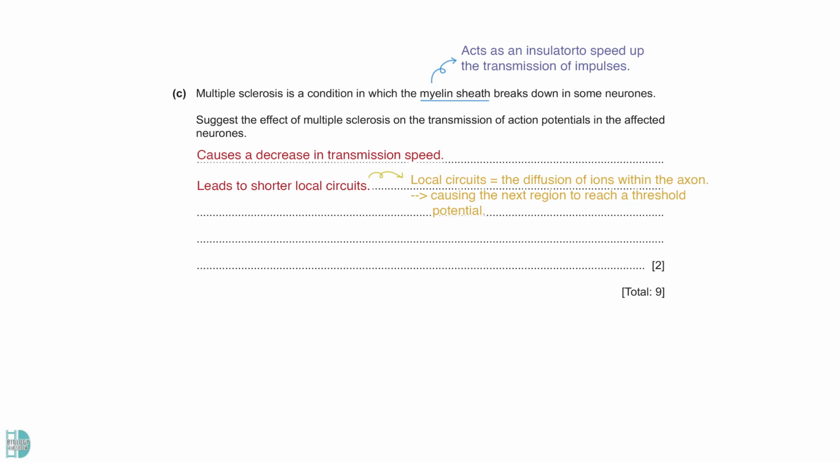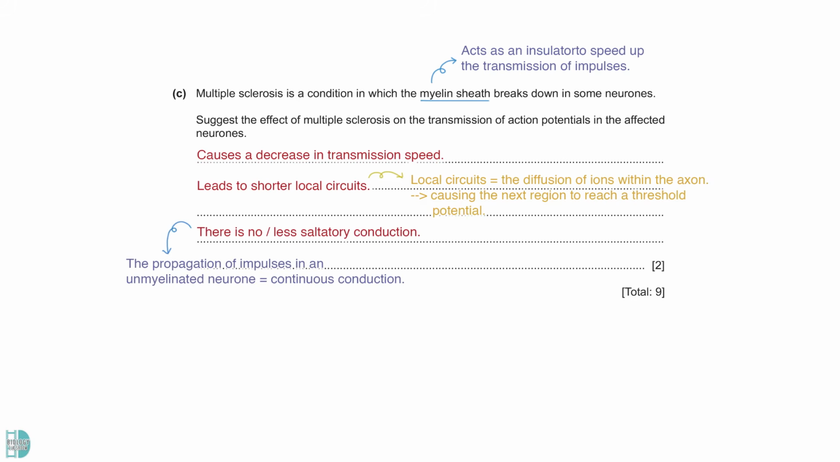Local circuits involve the diffusion of ions within the axon, which help propagate nerve impulses by causing the next region to reach a threshold potential. Lastly, there will be less saltatory conduction when the myelin sheath breaks down. The propagation of impulses in an unmyelinated neuron is called continuous conduction.